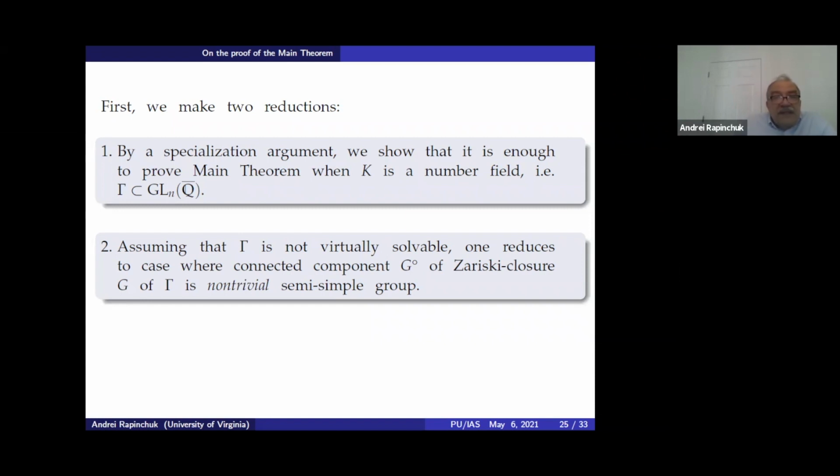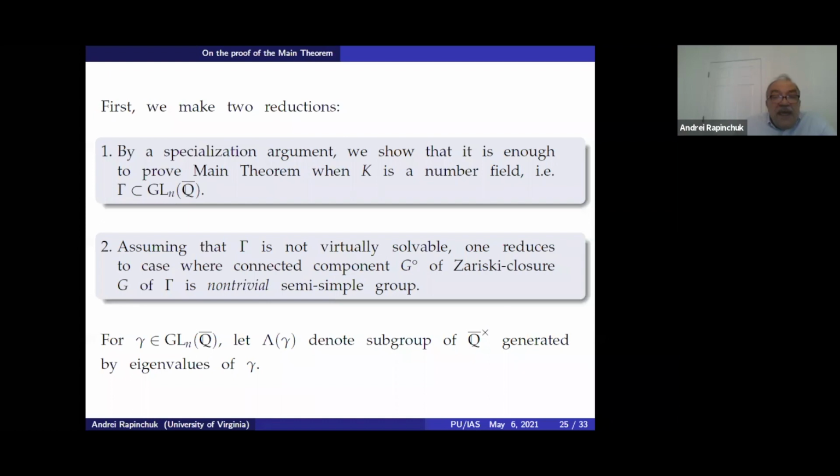Well, but the meat of the argument is really the statement that I will show you on the next slide. And it only operates with the eigenvalues of elements. So suppose we have a matrix gamma. By lambda of gamma, we will denote the subgroup of the multiplicative group which is generated by all eigenvalues of gamma. Okay, and then the key statement is the following.